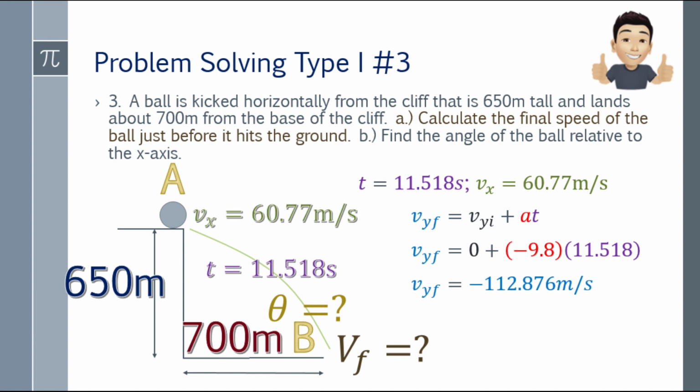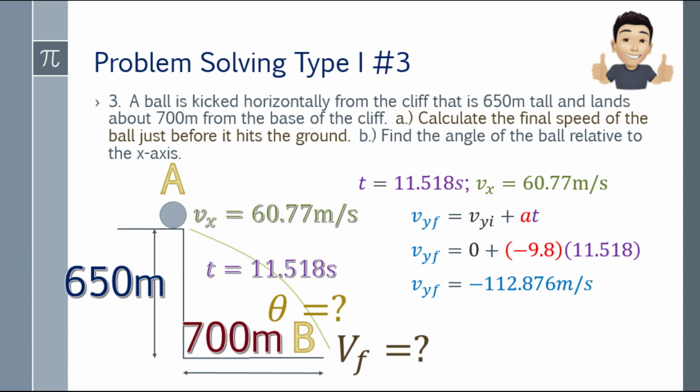That will be Vyf is equal to 0 plus negative 9.8 times negative 11.518. Alright, so bakit ako nag-negative naman dito? We're looking for the final velocity. Mapansin mo, pababa yung bola, di ba? So, sa Cartesian plane, vector quantity, pababa ka, pa-south, so magne-negative ako dito. So, the final velocity will be negative 112.876 meters per second.